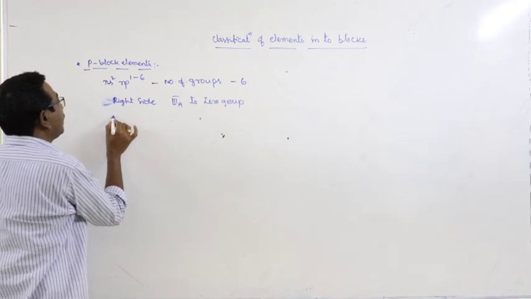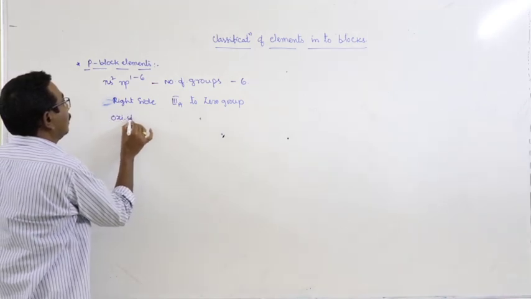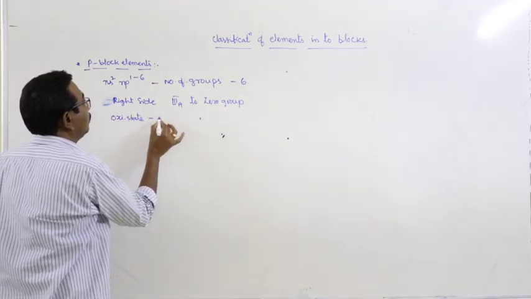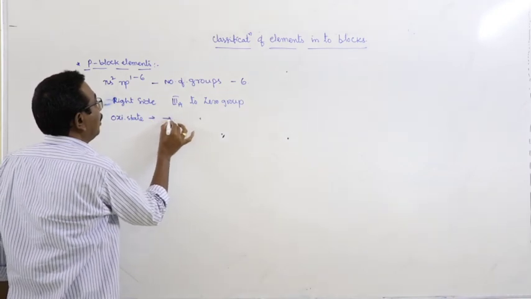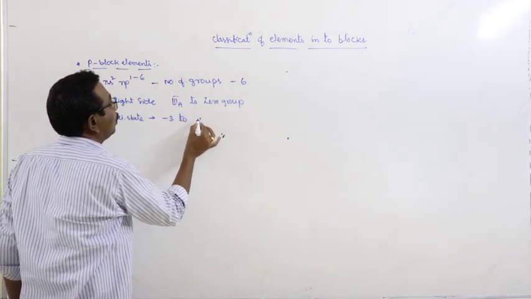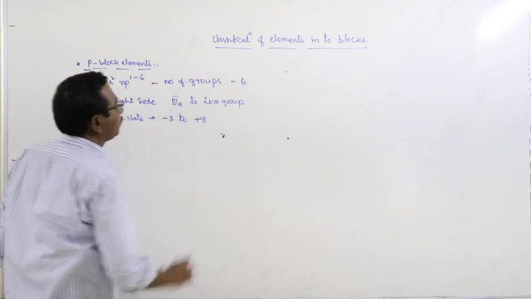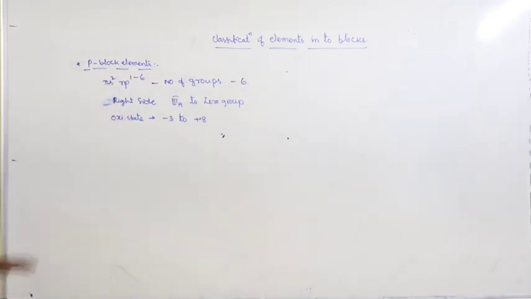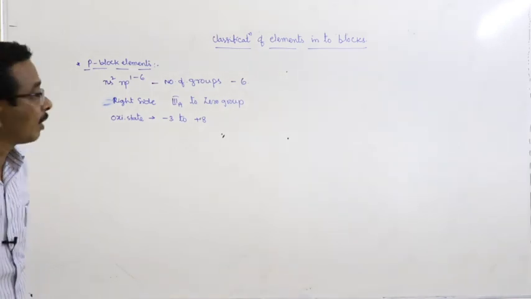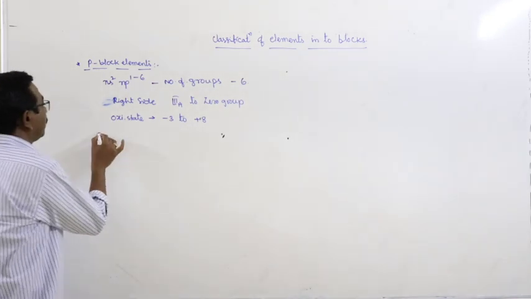They exhibit the oxidation states from -3 to +8. Okay. But what about the important features of P block elements? Look at the first one.